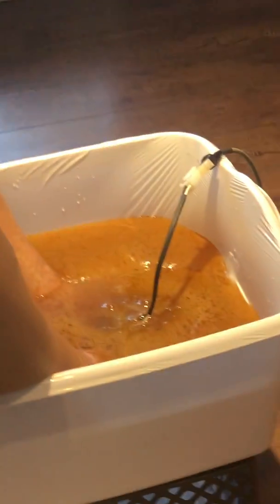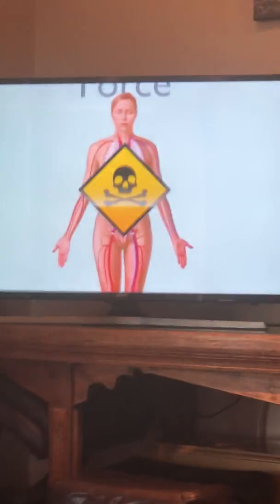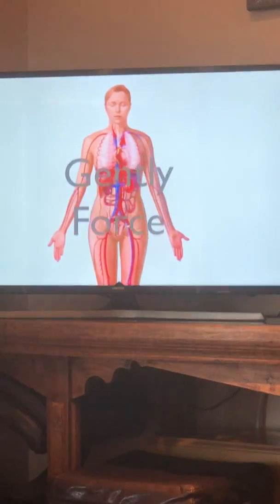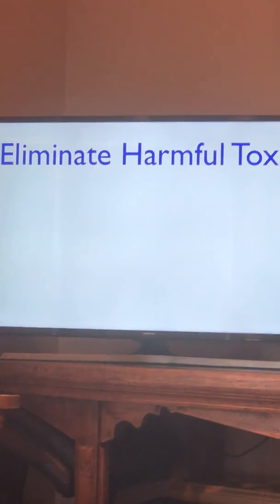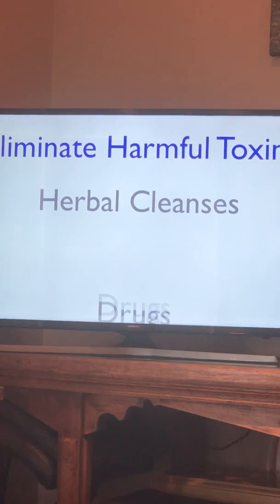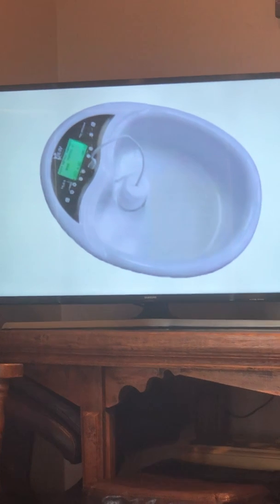Science proves that toxins and chemicals already inside all of us are causing cell mutations, weakening our immune system, disrupting brain functions, and draining our energy. Now there's a way to gently force these toxins and poisons out of your body. Best of all, you can quickly and easily eliminate harmful toxins without uncomfortable herbal cleanses, drugs, or changing your habits with willpower. What I'm talking about is an ionic detox foot bath.